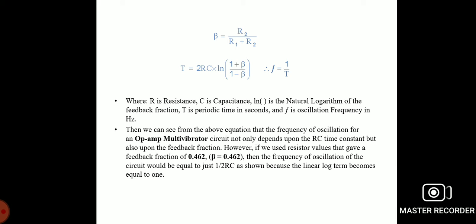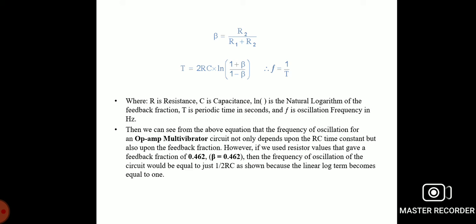Then we can see from the above equation that the frequency of oscillation of the operational amplifier multivibrator circuit depends not only upon the RC time constant but also upon the feedback fraction. However, if we use resistor values that give a feedback fraction of 0.462, then the frequency of oscillation of the circuit would be equal to just 1 by 2RC, because the natural log term becomes equal to 1.